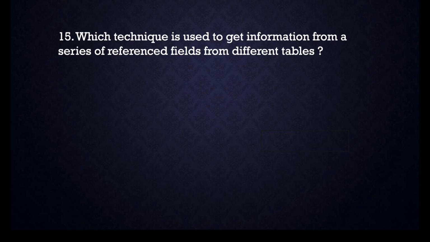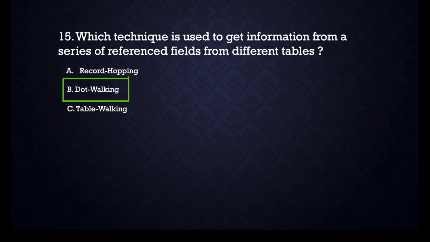Which technique is used to get information from a series of referenced fields from different tables? Let's see the options. Record hopping, dot walking, table walking. So the correct answer is dot walking, which is used to get information from a series of referenced fields from different tables. Let's see the next question.